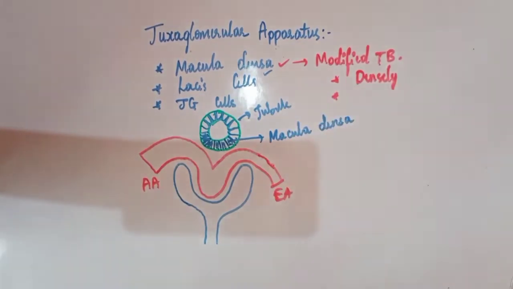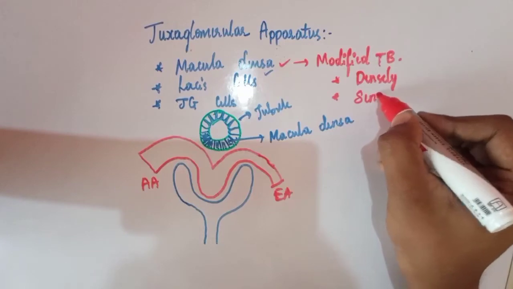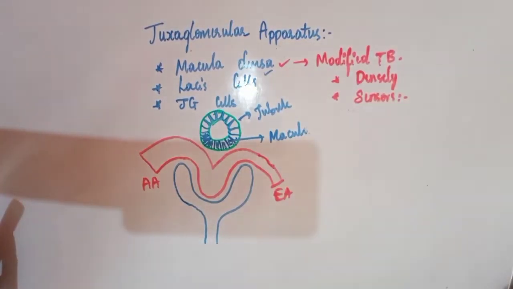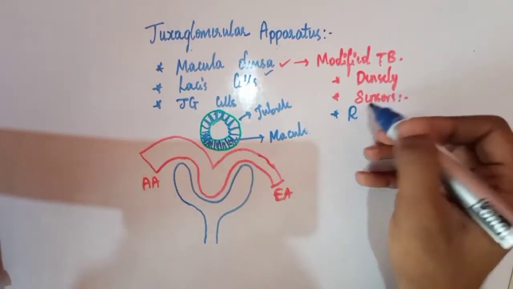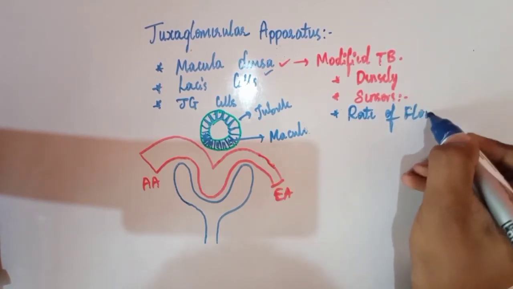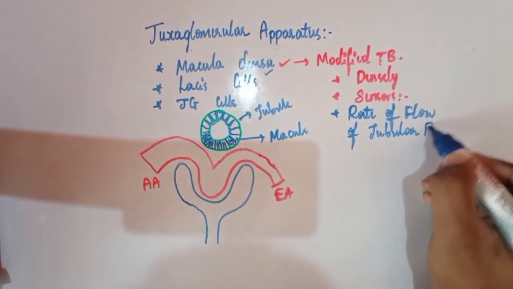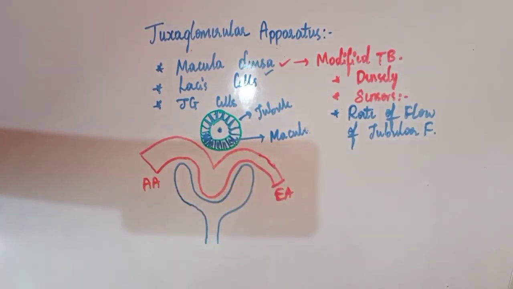Next, the functions of macula densa. What will macula densa do? The macula densa cells are called sensors. Sensors of what? These sense the rate of tubular fluid flow. Rate of flow of what? Tubular fluid. Tubular fluid is present in here, and the rate of this fluid's flow it measures.